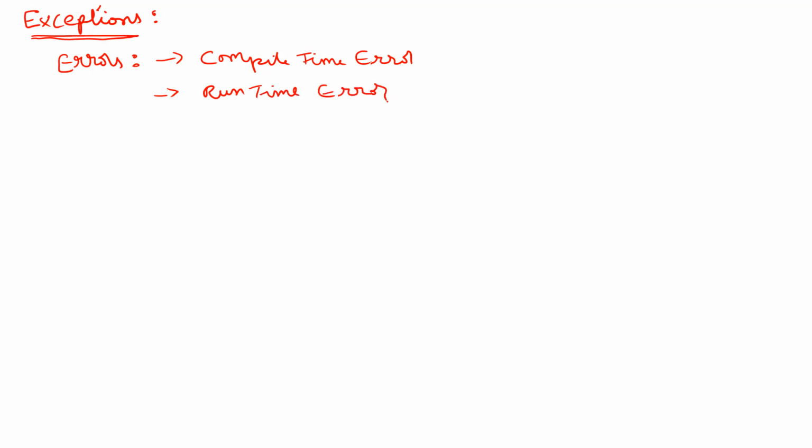So what are exceptions in Java? Before going into exceptions, first we need to learn about errors. So what are errors in Java? There are mainly two kinds of errors in Java. One is compile time error, and the second one is runtime error. So let's see what a compile time error is and what a runtime error is. Let's see an example first, and then we will understand what these compile time errors and runtime errors are.